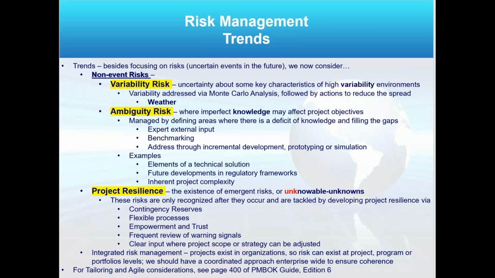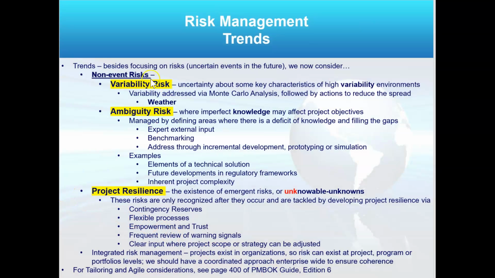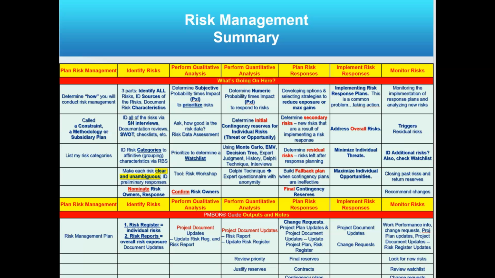A couple of final terms just to mention in our final minute or so: variability risk and ambiguity risk, right? Ambiguity risk and variability risk is like the weather, right? We just don't know. And then project resiliency uses the term unknowable unknowns, like we didn't have enough to go through. All right, here's your quick summary. I know I've enjoyed it. I hope you have too.